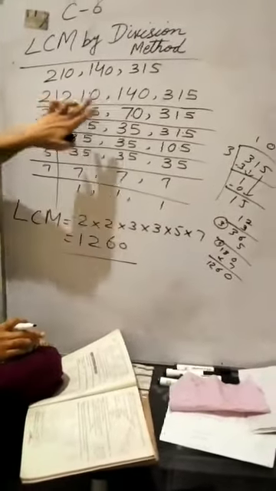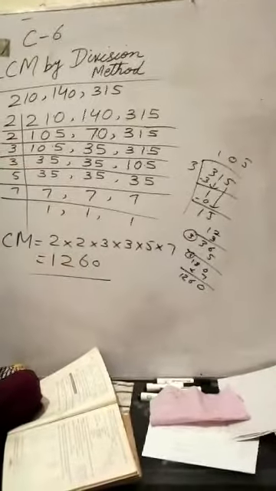So this is how we find the LCM by division method. You need to check any number with division and then write the answer.